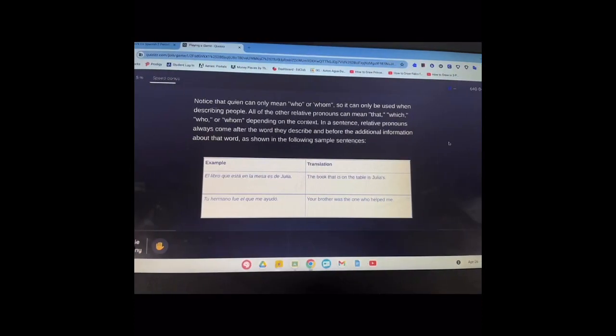Notice that quien can only mean who or whom, so it can only be used when describing people. All of the other relative pronouns can mean that, which, who, or whom, depending on the context. In a sentence, relative pronouns will always come after the word they describe and before the additional information about that word as shown in the following sample sentences.